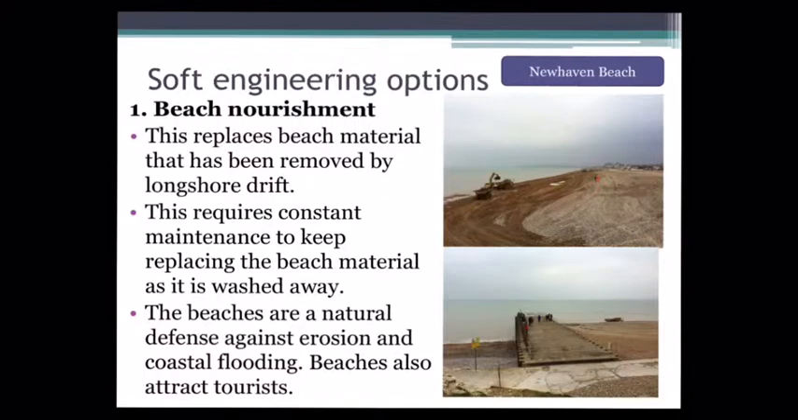The great advantage of this is that it looks wonderfully natural. The beach looks normal, so it's well used by tourists as a result. One disadvantage though is that when the material itself is removed, it can disrupt marine ecosystems.